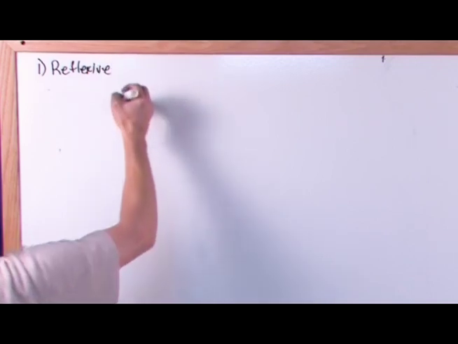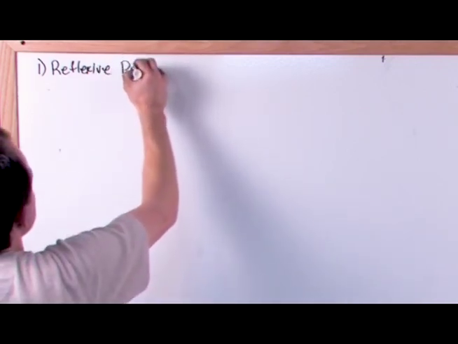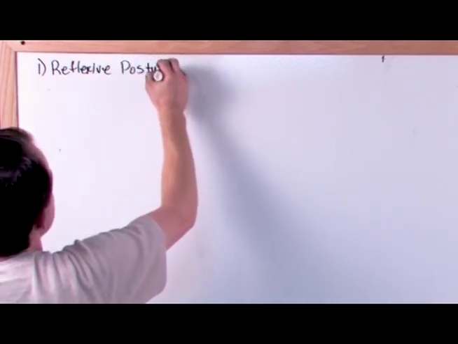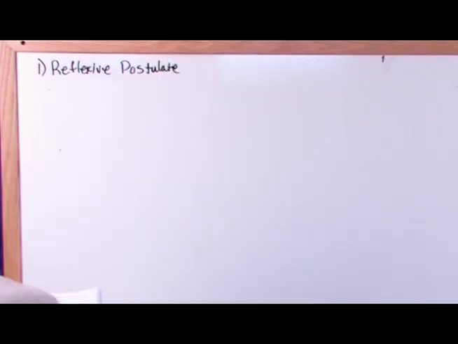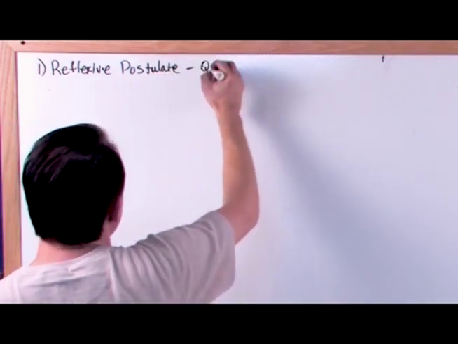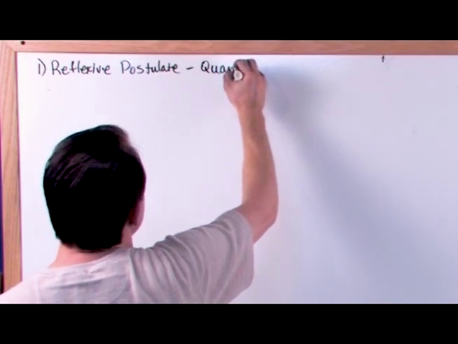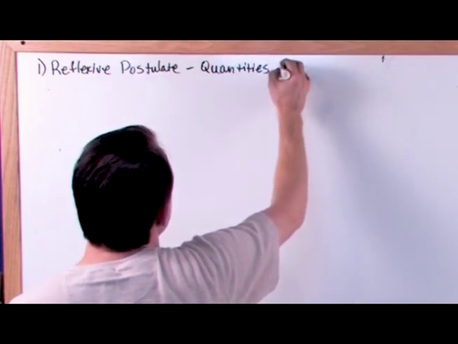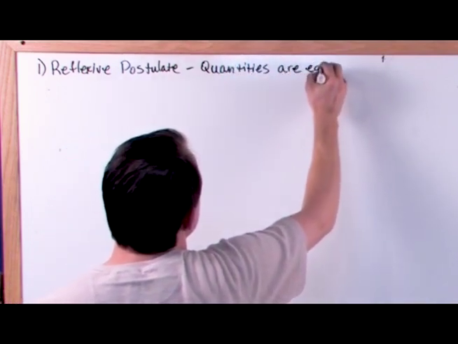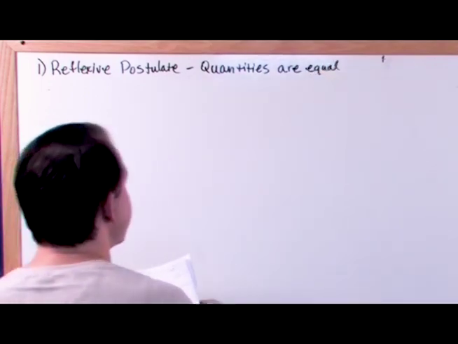You're going to laugh when you really see some of these. The reflexive postulate, I should say. Quantities are equal to itself.